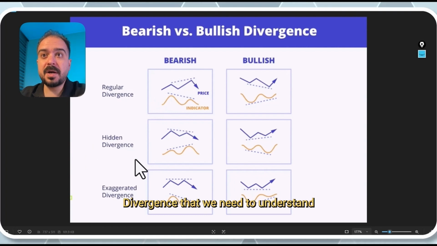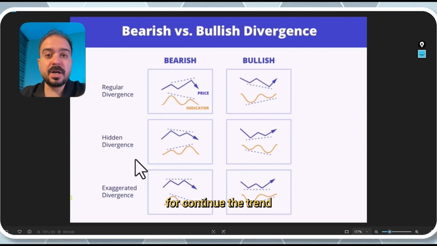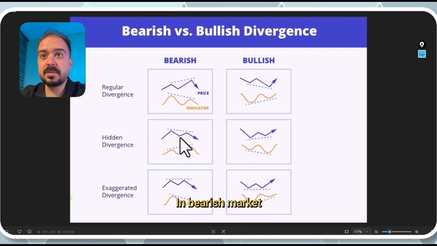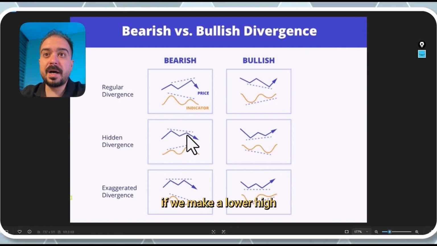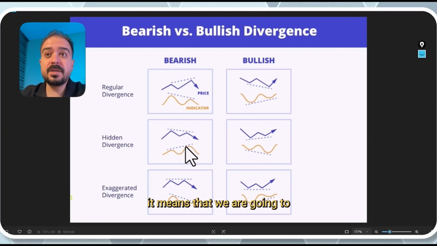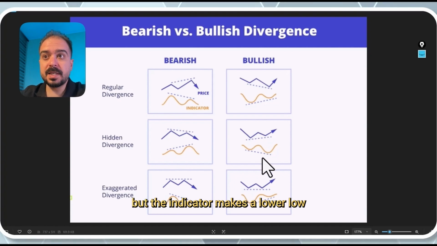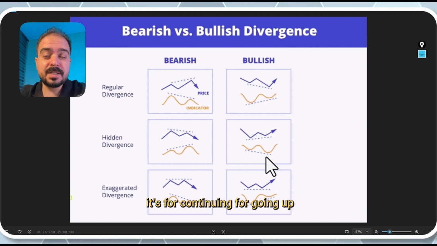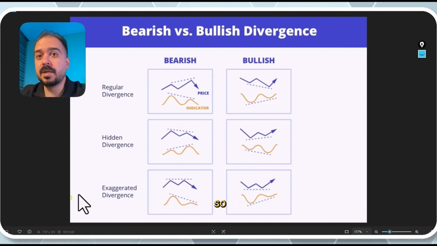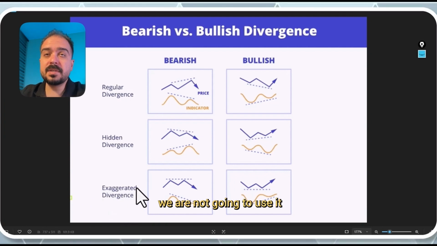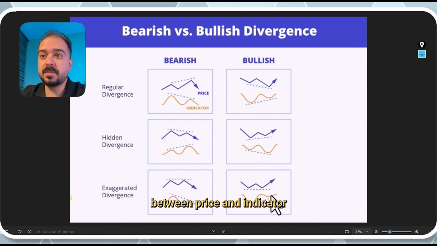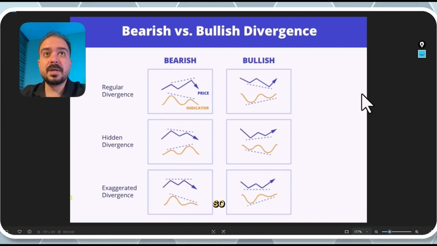Hidden divergence is a kind of divergence that we need to understand to continue the trend. In bearish market, if we make a lower high, but the indicator makes a higher high, it means that we are going to continue to go down. But in bullish market, if the price makes a higher low, but the indicator makes a lower low, it's the same. It's for continuing going up. So exaggerated divergence, we are not going to use it, but it's how it looks between price and indicators. So let's see it on charts.